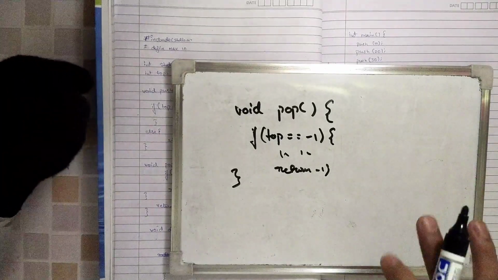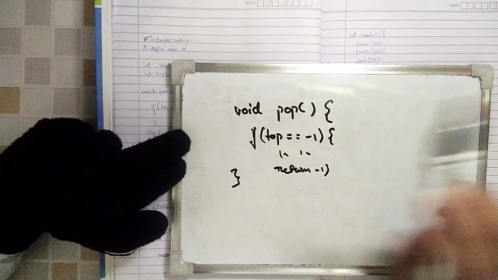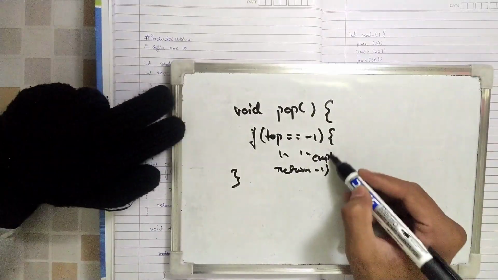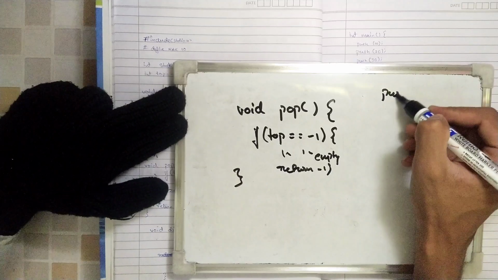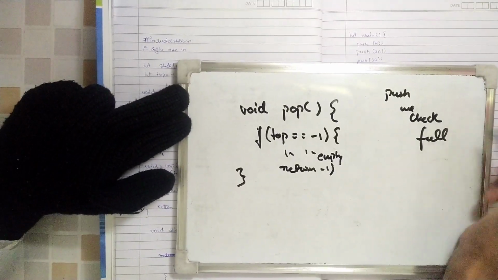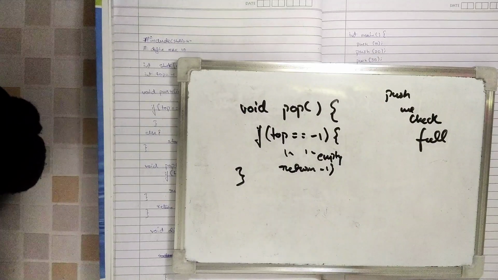Oops, last time for push I wrote empty, right? It's not empty, it's actually full. I'll just change that here. For push we check the full condition. For pop we check the empty condition.